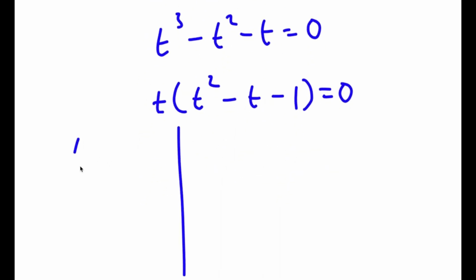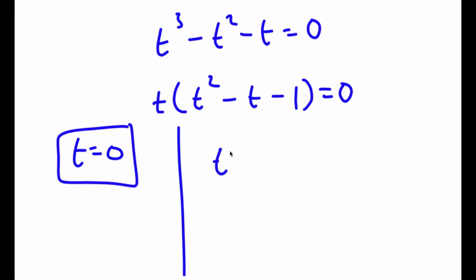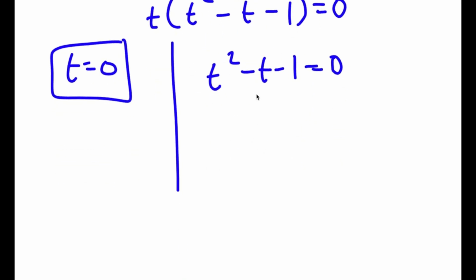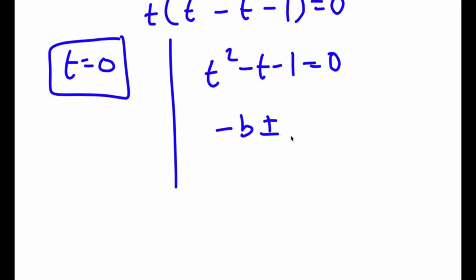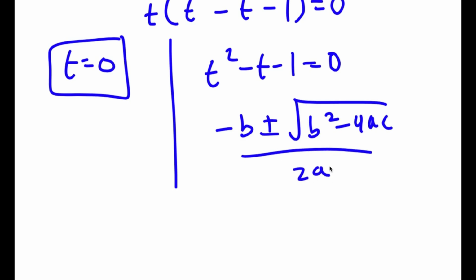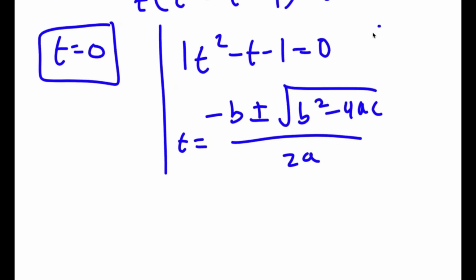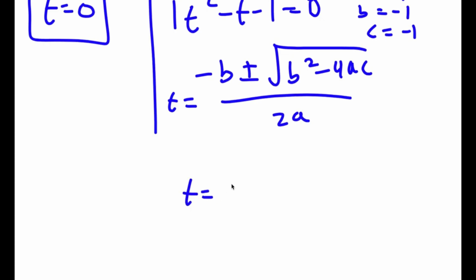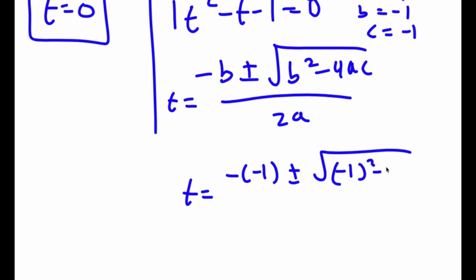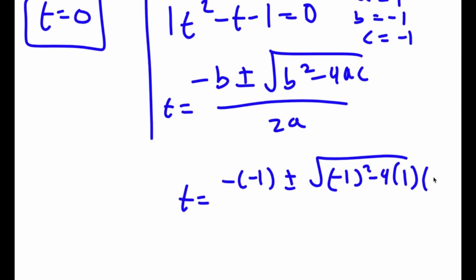So now this gives me two equations. I have t equals 0, which is already a solution, and I have t squared minus t minus 1 is equal to 0. To solve t squared minus t minus 1 equals 0, all I have to do is plug this into the quadratic formula, which is -b plus or minus the square root of b squared minus 4ac all over 2a. So in this case, a is equal to 1, b is equal to -1, and c is equal to -1. So I have t is equal to -(-1) plus or minus the square root of (-1) squared minus 4 times a, which is 1, times c, which is -1. And I have all of this over 2a, so 2 times 1.